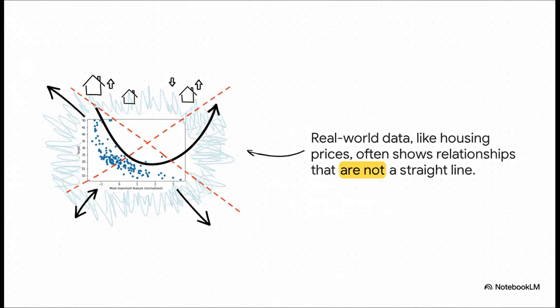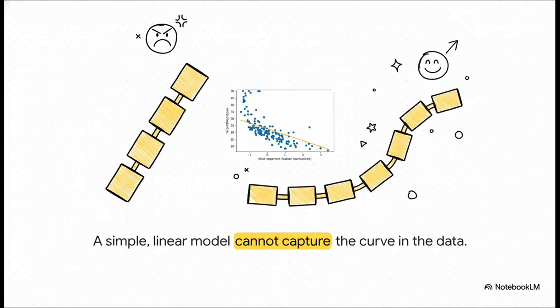Okay, take a look at this. This is some data on housing prices. You can clearly see there's a pattern here, right? As one thing increases, the other one kind of swoops down. But it's definitely not a straight line. It's a curve. And our simple little chain of blocks, our straight line model, it's just not going to be able to capture this pattern. And boom, here's the problem in action. Our simple model, that straight line, it tries its best, but it just completely misses the curve. It fails to capture what's really going on in the data.